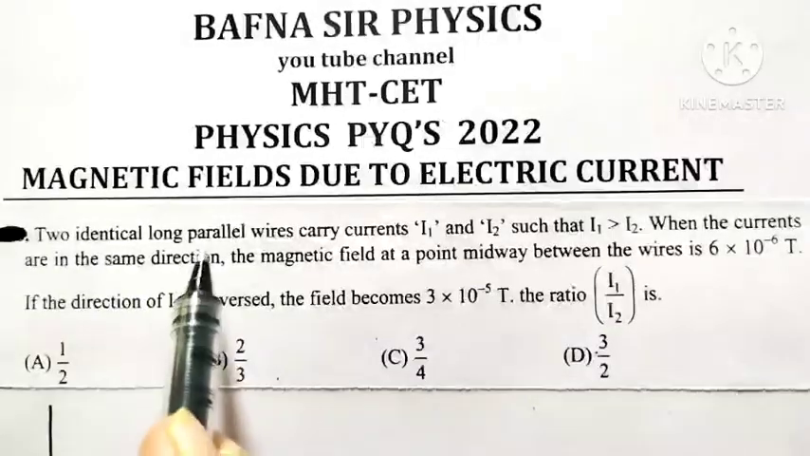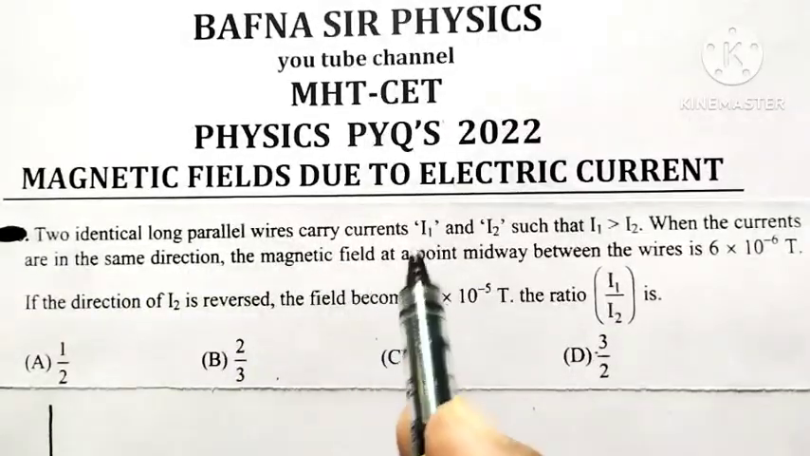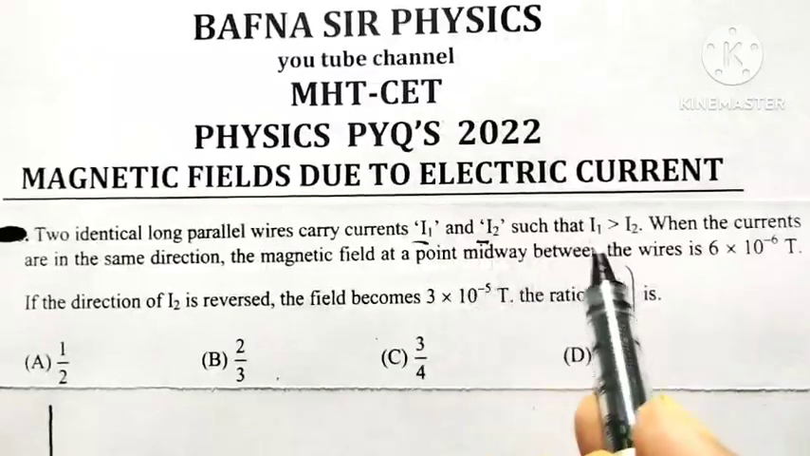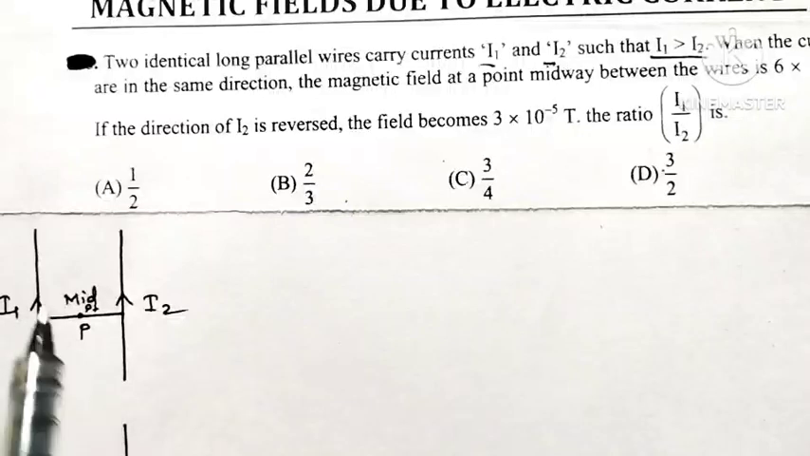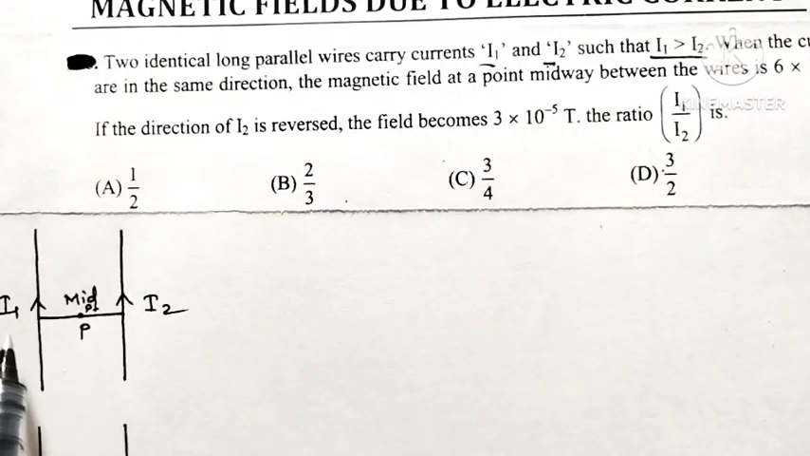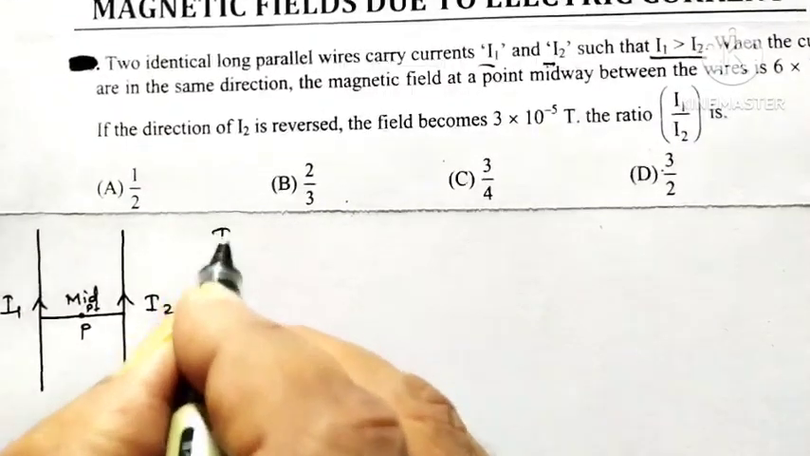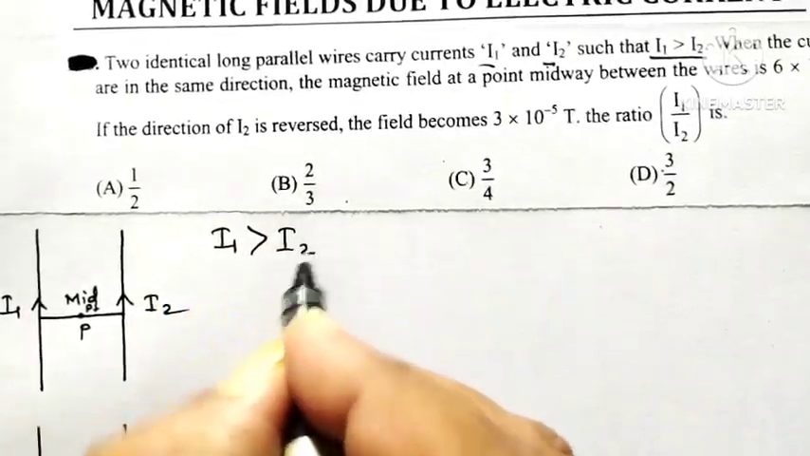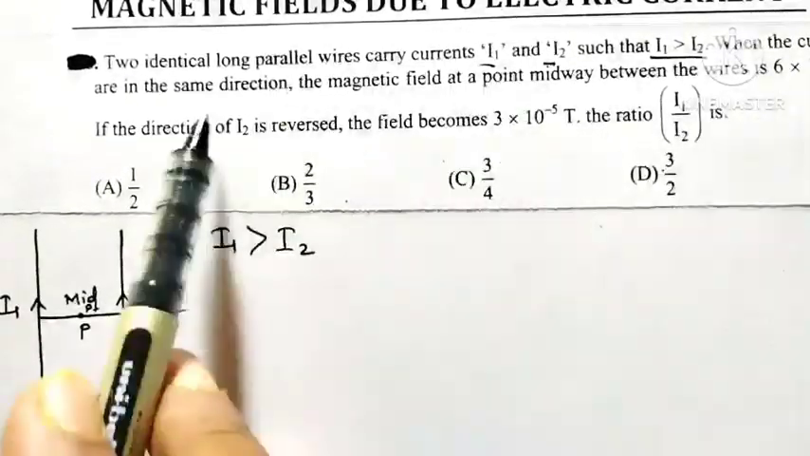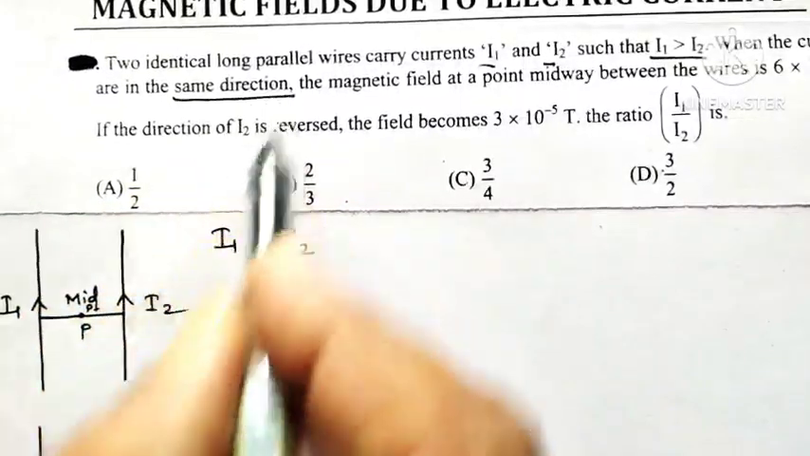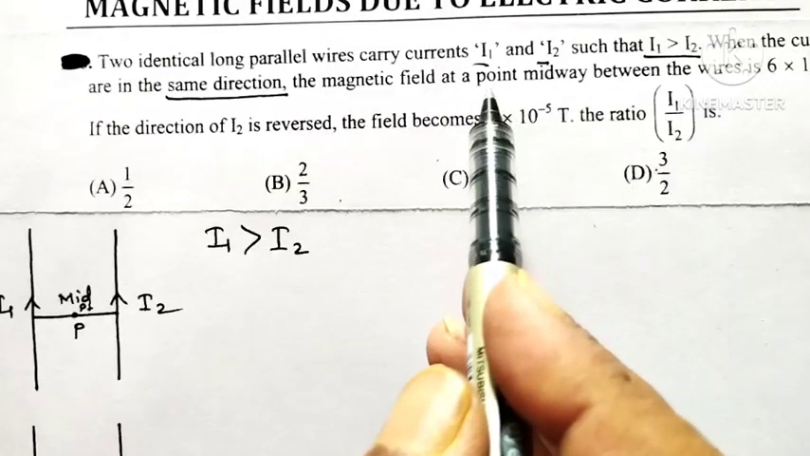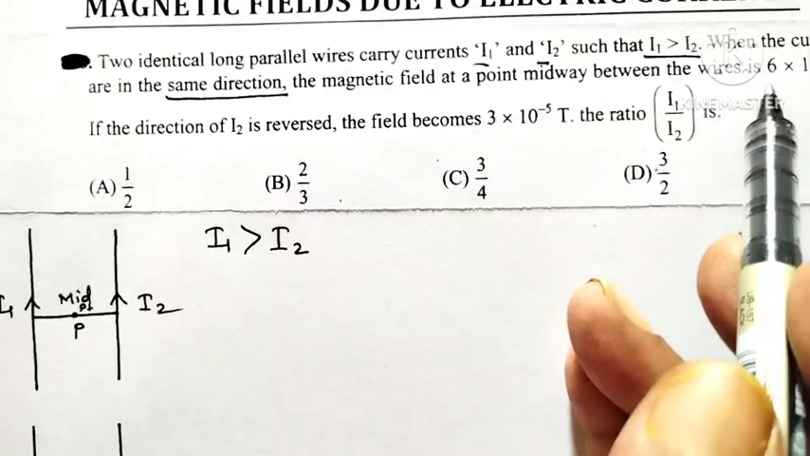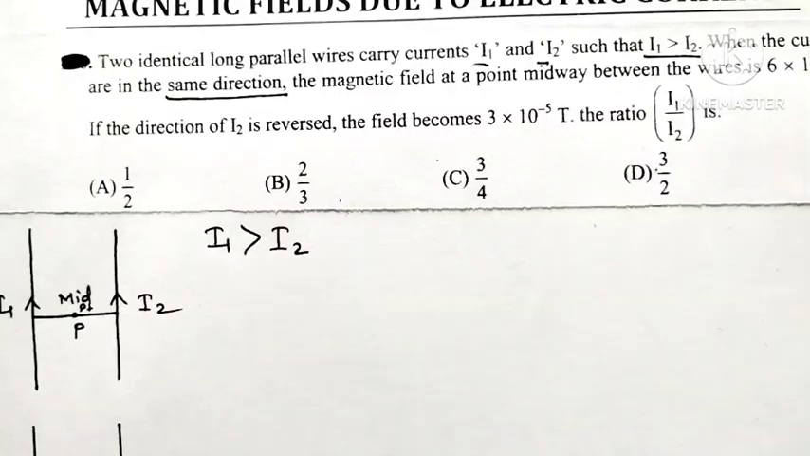Two identical long parallel wires are carrying current I1 and I2 such that I1 is greater than I2. So here we have two long parallel conductors carrying current I1 and I2 such that I1 is greater than I2, and they are carrying current in the same direction. When two conductors carry current in the same direction, then the magnetic field at a point midway between the wires is 6 into 10 to the power minus 6.